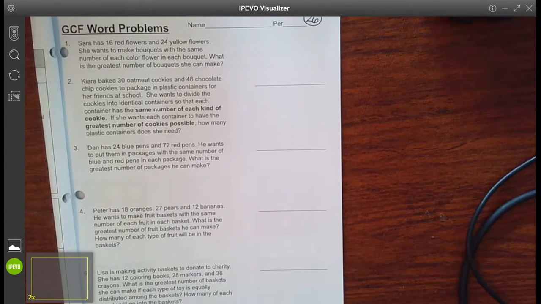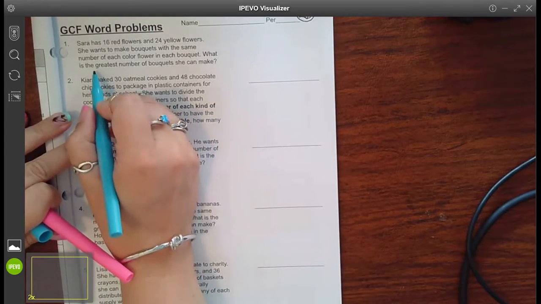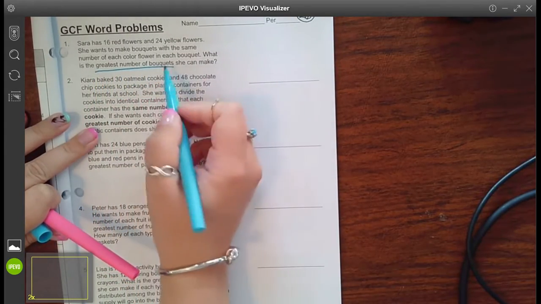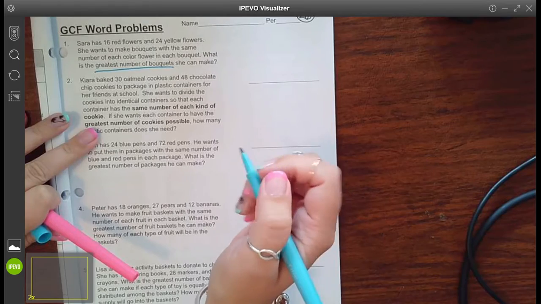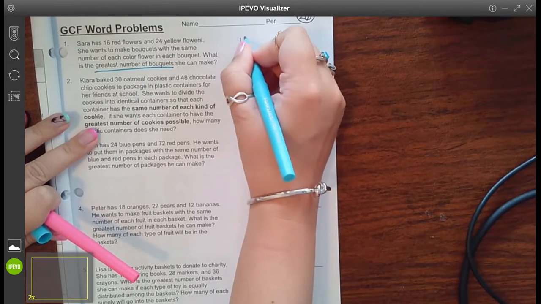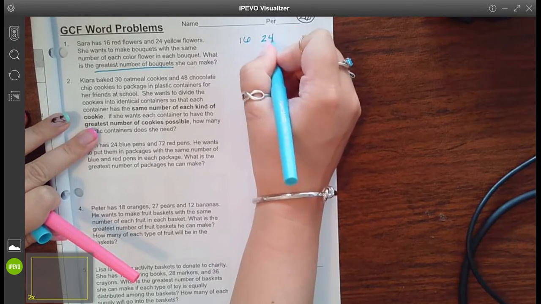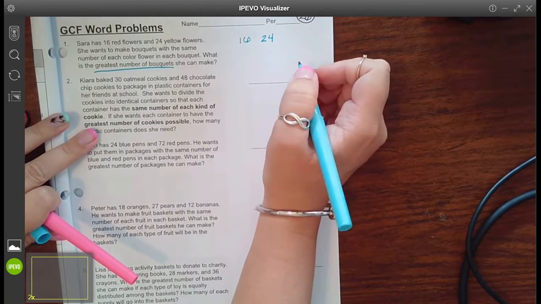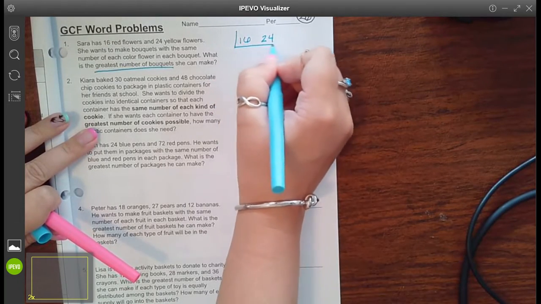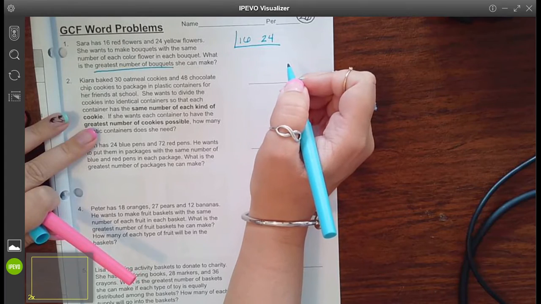And for these word problems, you'll notice right here the greatest number of whatever they're talking about, of groups that they can make. The two numbers I'm dealing with are 16 and 24. The way you're going to see me solving for it is what we call the ladder upside down cake method. It's just the easiest.